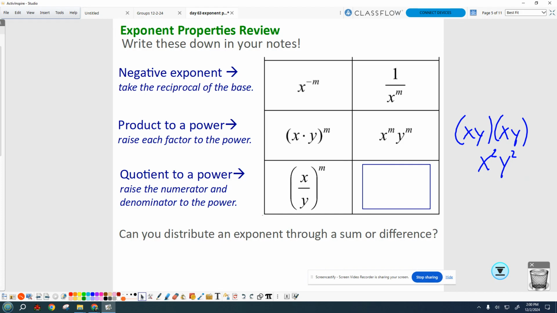Dante, what about the other one? x over y, that fraction to the m. What you said is not right, but I think you meant this: x to the m over y to the m.